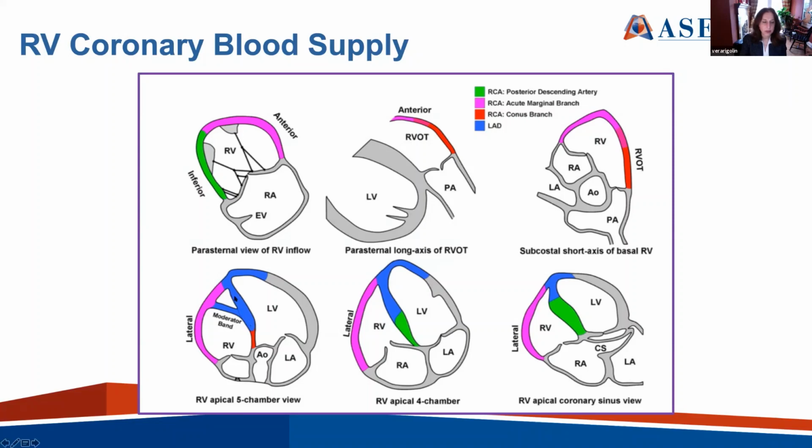You can remember that by its proximity to the interventricular septum, whereas the mid and apical portions of the septum are supplied by the LAD as well. And notice also that the very apex of the right ventricle is often supplied by the LAD as well. So just keep in mind the different coronary territories depending on which view you're looking at.